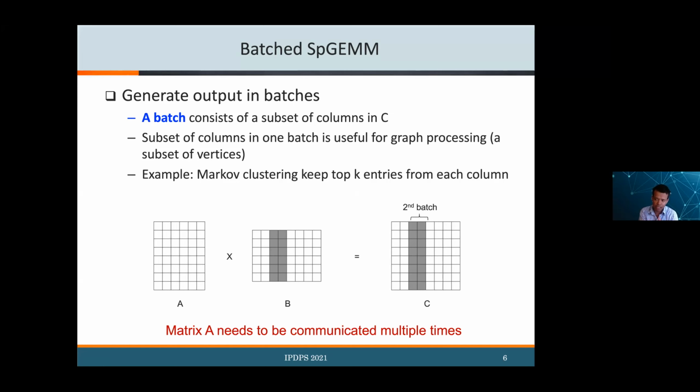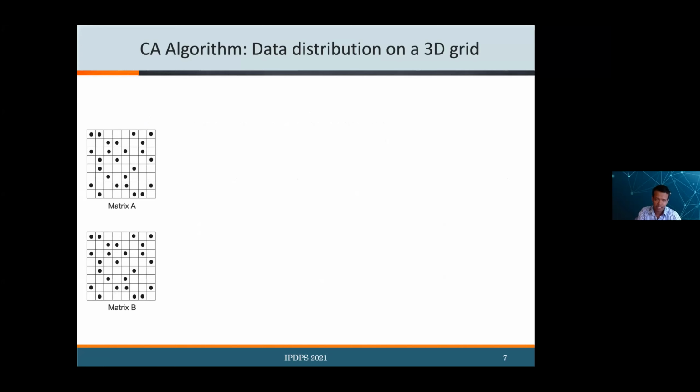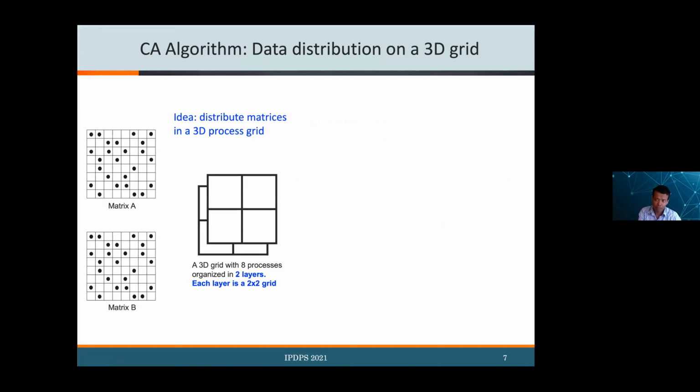So this is one side: how can we bypass the memory restriction? And the second aspect is how can we avoid communication? In order to avoid communication, we distribute the matrices in a 3D process grid. Suppose we have two input matrices, A and B, and a 3D process grid with 2 layers, and in each layer we have 2 by 2 processors.